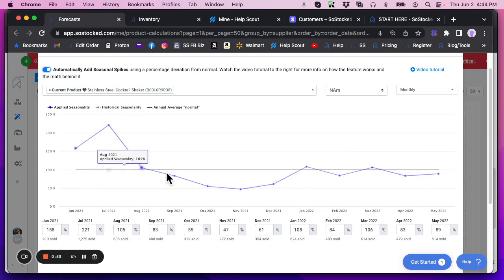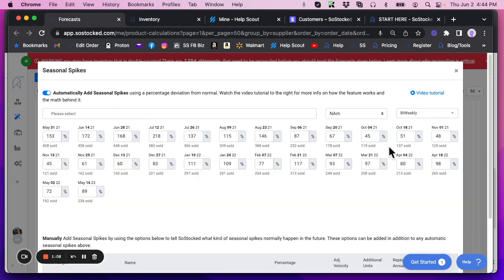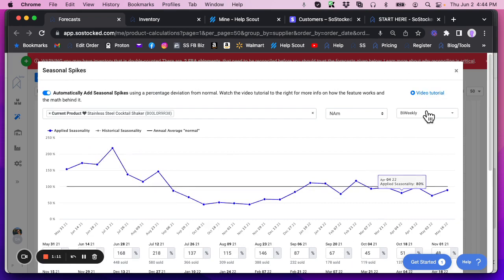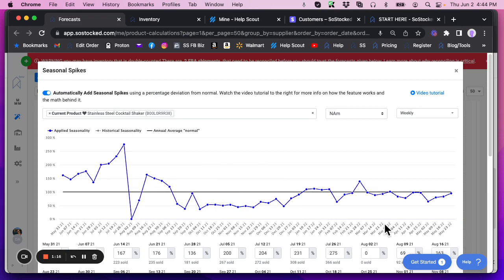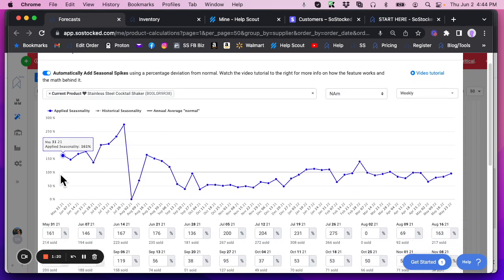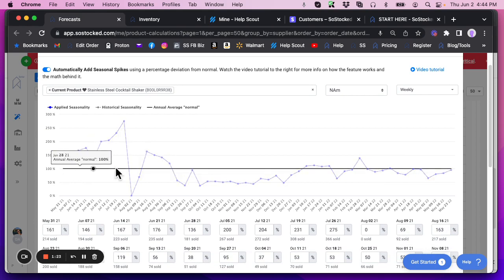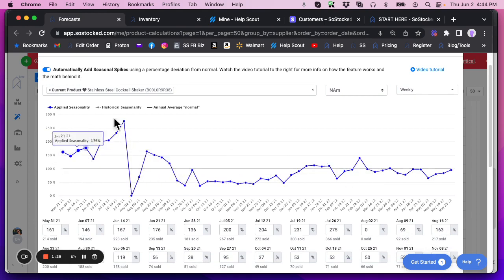What this black line that says 100% represents is the average annual sales for that product for the last year. If you're on monthly, we have 12 entries here. If we're on biweekly, we have 24. And if we're on weekly, we have 52. So we're able to look at week by week or month by month and set our seasonality thusly. Last year, we were actually 161% over our annual average, and we can apply that seasonal curve to this year's future sales.